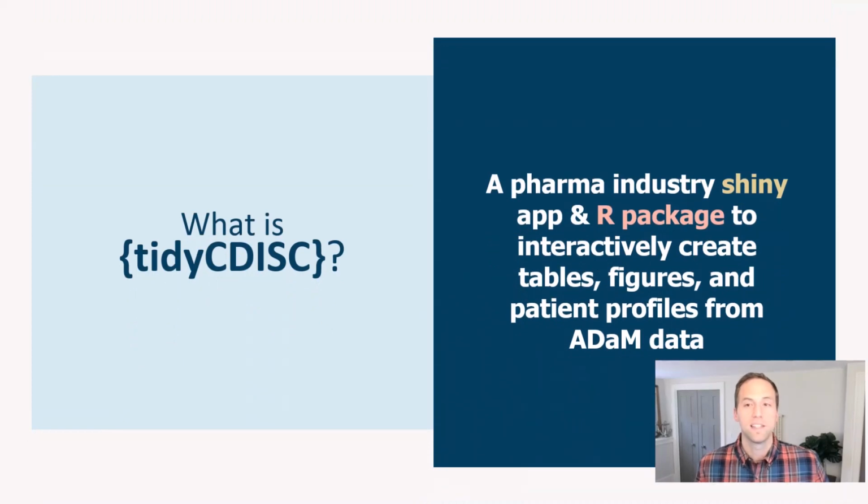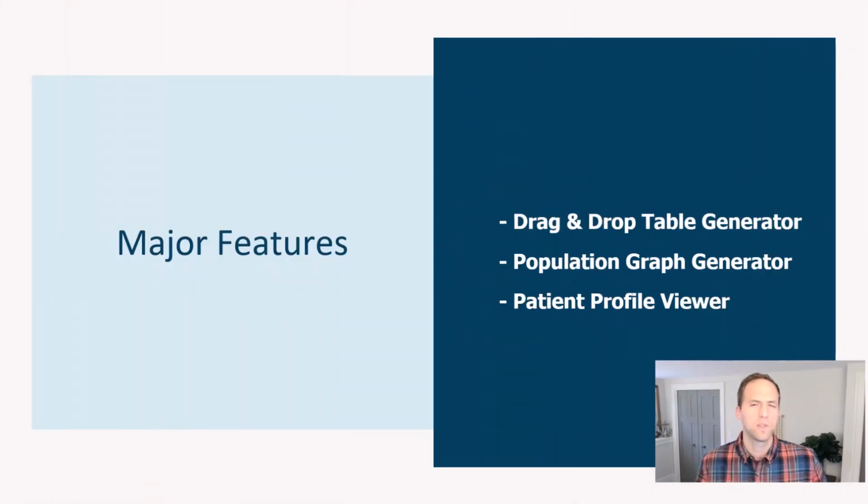So what is it? It's a pharma-specific Shiny app that we've packagized so that users can use it within their organization to interactively explore tables, figures, and patient profiles using clinical data, often called ADAM datasets. There are three major features. The drag and drop table generator, a population explorer that basically creates visualizations, and a patient profile viewer, which essentially allows us to zoom in on one patient's journey through their clinical trial.